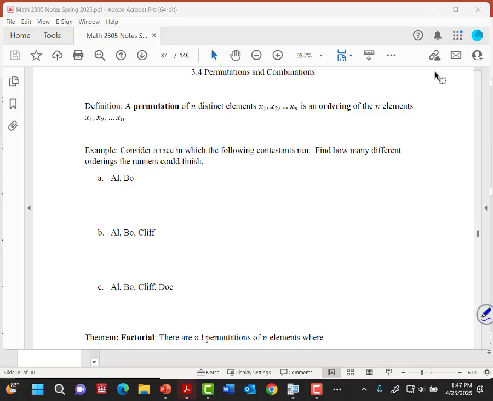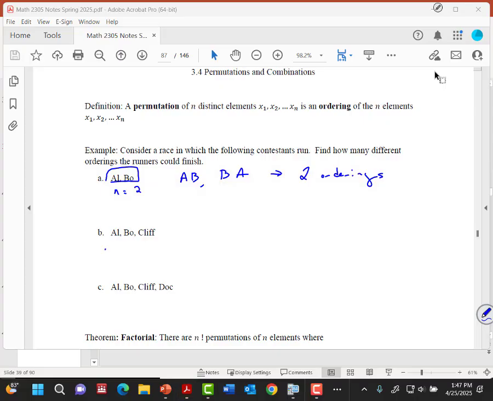So if I only have two people in the race, in this case Al and Bo, well, Al could come first, then Bo, or Bo, then Al. And so there's only two different orderings. It's either A then B or B then A. And that's all there is, since there's only two people in this race.